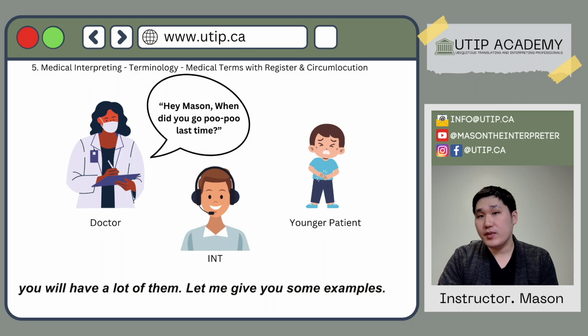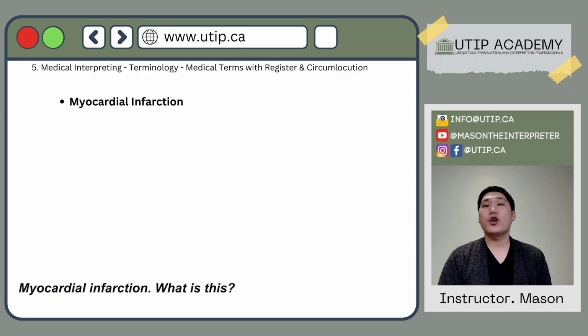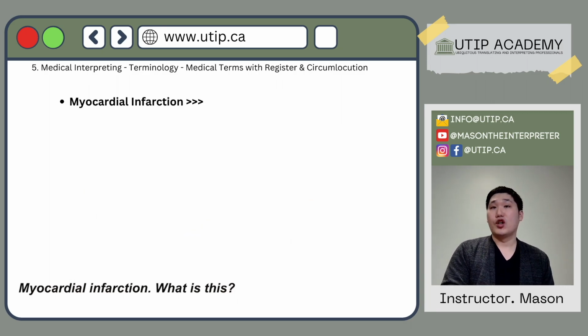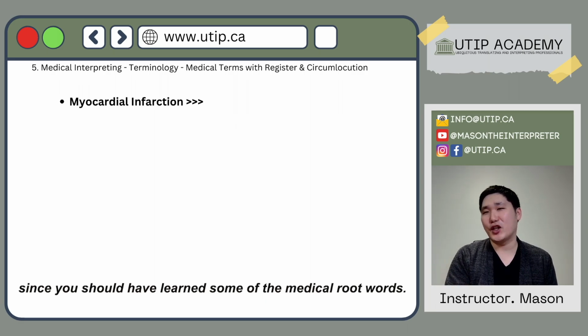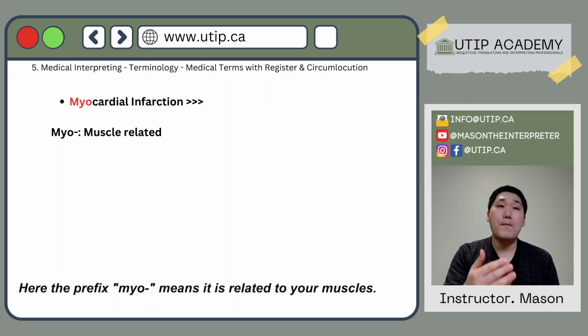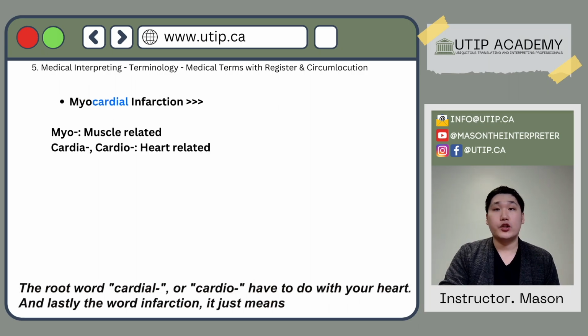Let me give you some examples. Myocardial infarction. What is this? Do you know what the lower register term for this would be? Before we even get there, let's try to break down this term, since you should have learned some of the medical root words. Here, the prefix myo means it is related to your muscles. The root word cardial or cardio have to do with your heart.